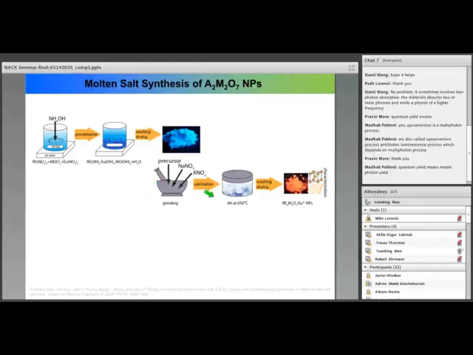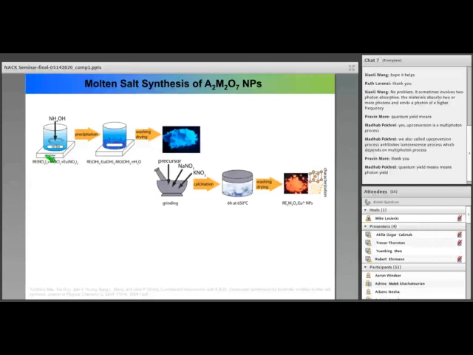When I was a graduate student, I spent a lot of time working on a process called molten salt synthesis. But for this type of compound, if I just mix the precursors, like the A oxide and M oxide, and use molten salt synthesis, I cannot get pure samples of A2M2O7. So I thought about how to get A and M together before using molten salt synthesis. That's why in this process I have a first step here: I use the co-precipitation process.